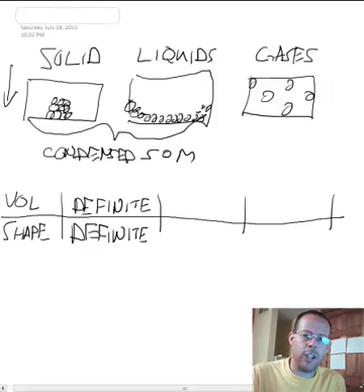The other thing that's true about solids is they have a definite shape. Their shape doesn't change. We might be able to hit it with a hammer, maybe bend it a little bit, but without an outside force acting on it, solids have the same shape.